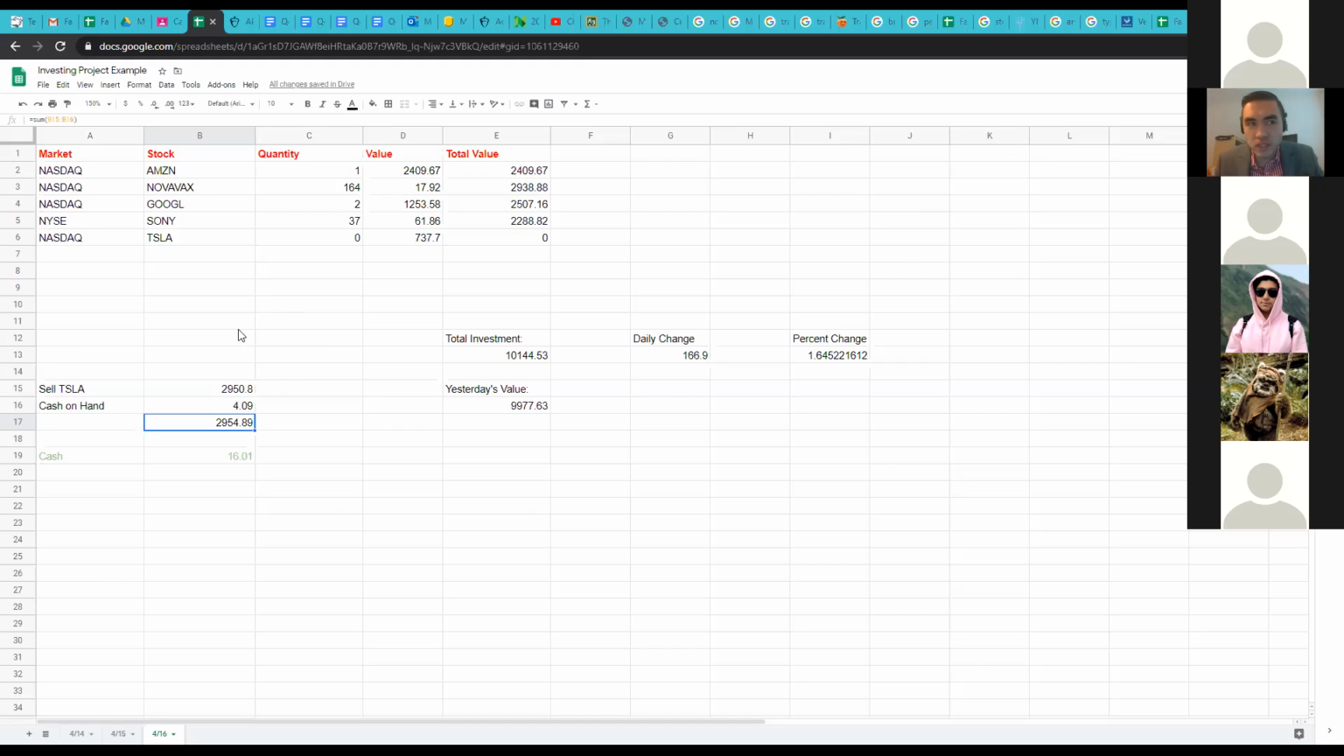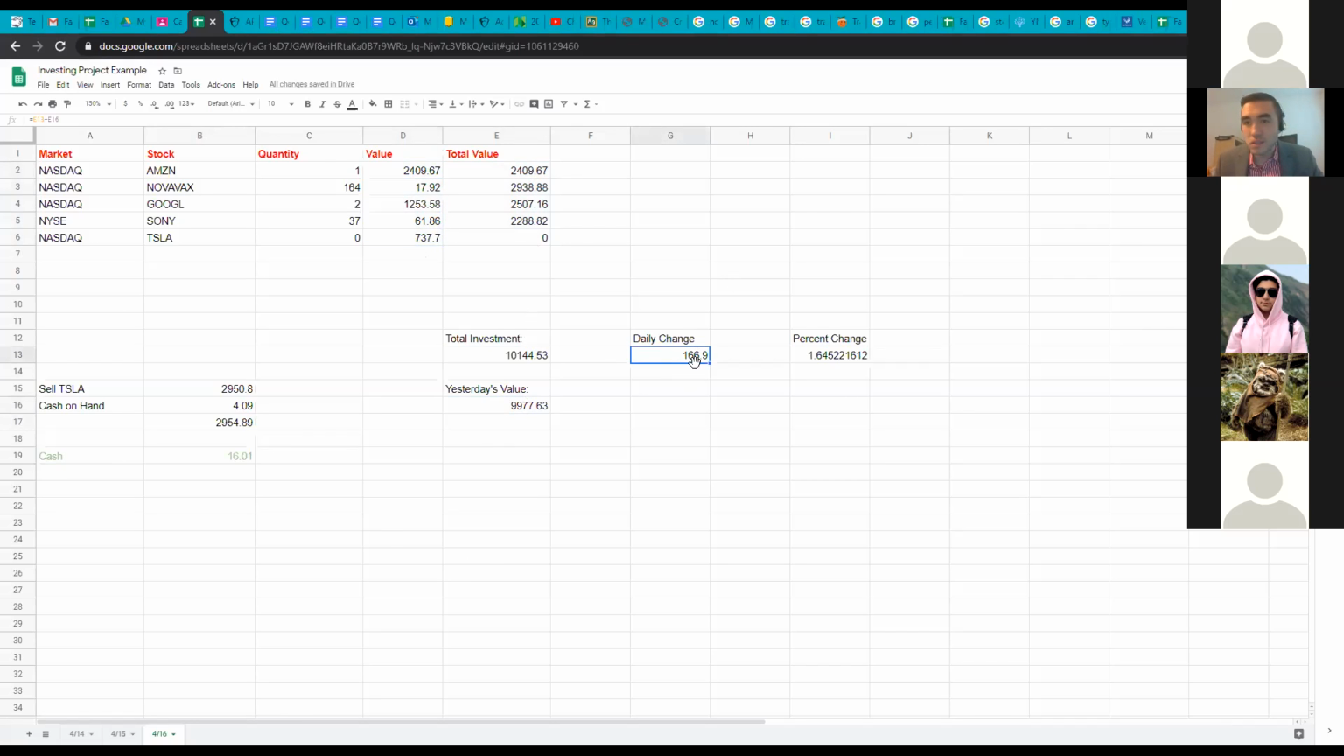And I'm really glad we're doing this, because the questions that you guys are asking are all really smart. This is stuff that you should understand. So here in my example sheet, my daily change right now is $166.90. That does not mean that I have 166 more actual dollars. What it means is that compared to yesterday, right now I have $10,144.53 invested in the stock market, whereas yesterday I only had $9,977.63.